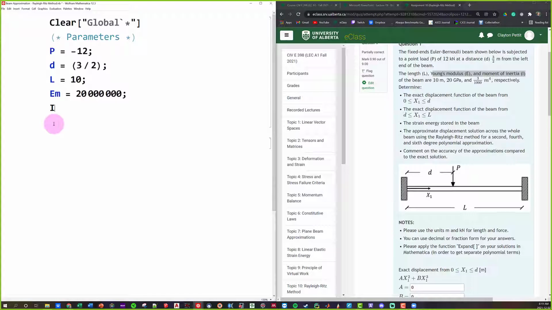In this case, I just go IG, or basically the gross moment of inertia. And we are given that as 3 over 1,000. So I'm going to go 3 divided by 1,000. The units are already in terms of meters, so we are good to go. So that will be all of my parameters for the question.